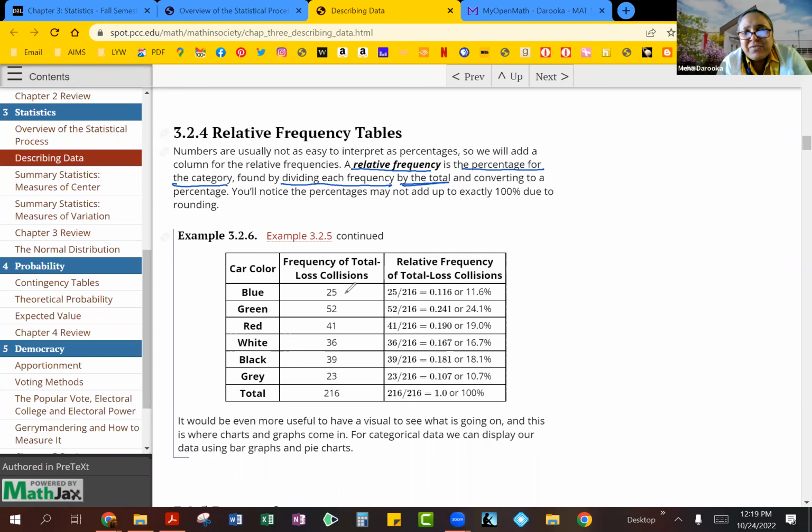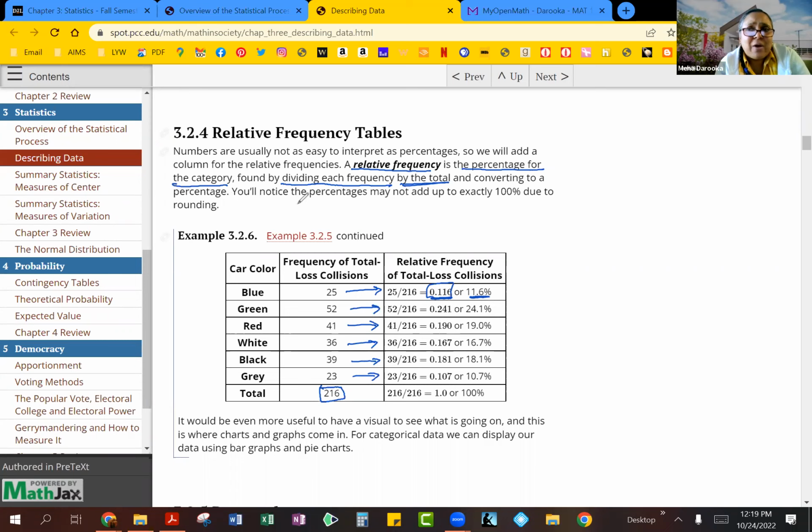So you will take each frequency for each category of your car and divide it by the total. So you will see 25 divided by 216, 52 divided by 216, same thing for each one of these individual categories. And then you can leave it as a decimal answer, or you can convert it as a percentage. But normally for relative frequency, we do actually leave it in decimal form. But here, like I said, they're also converting it to percentage, which is totally fine.